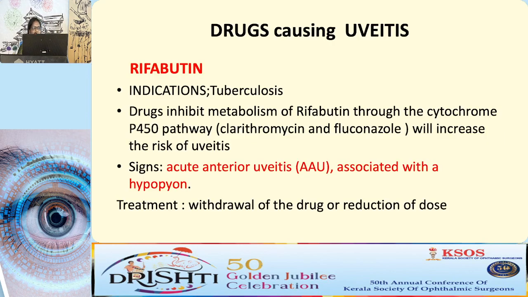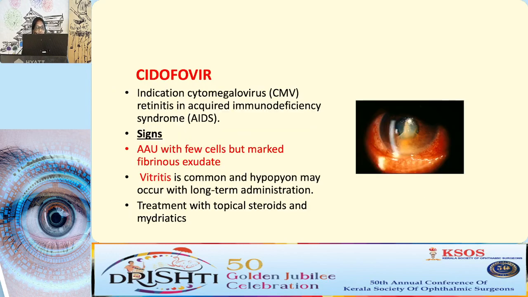The drug causing uveitis is rifabutin, which is used in tuberculosis. Signs include acute anterior uveitis associated with hypopyon. Drugs inhibiting metabolism of rifabutin, like clarithromycin and fluconazole, may increase the risk. Treatment is withdrawal of the drug. Cidofovir is a drug used in cytomegalovirus retinitis in AIDS, and it presents as acute anterior uveitis with few cells but marked fibrinous exudates. It may be associated with vitritis. Topical steroids and mydriatics are the treatment.